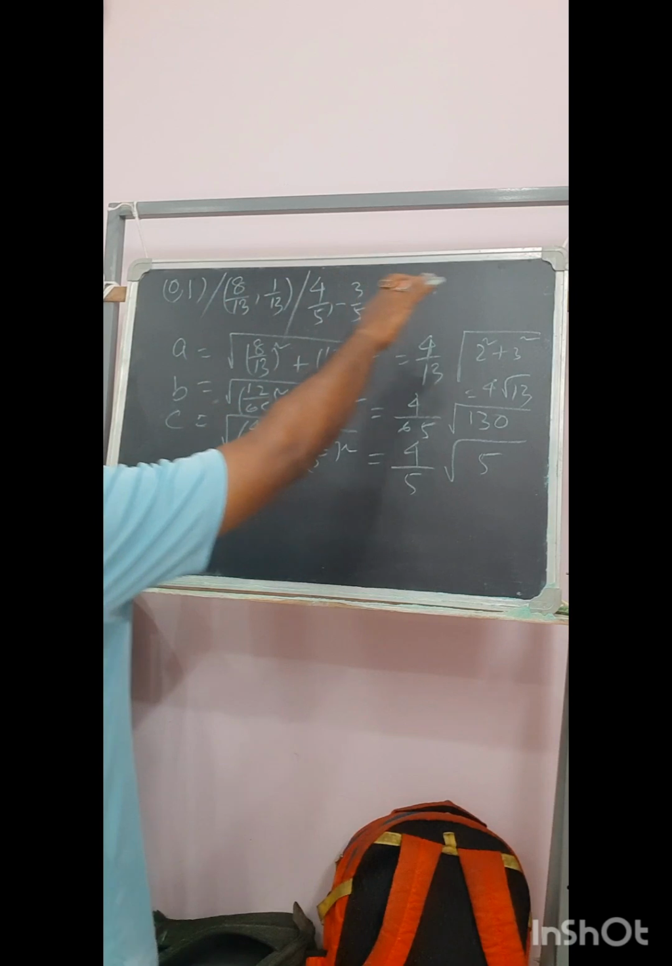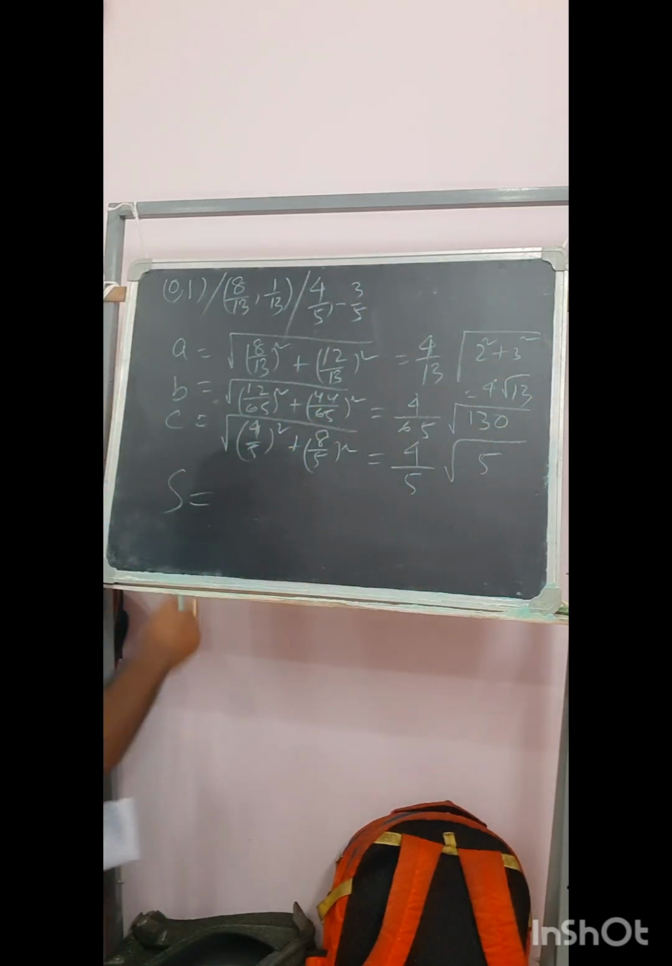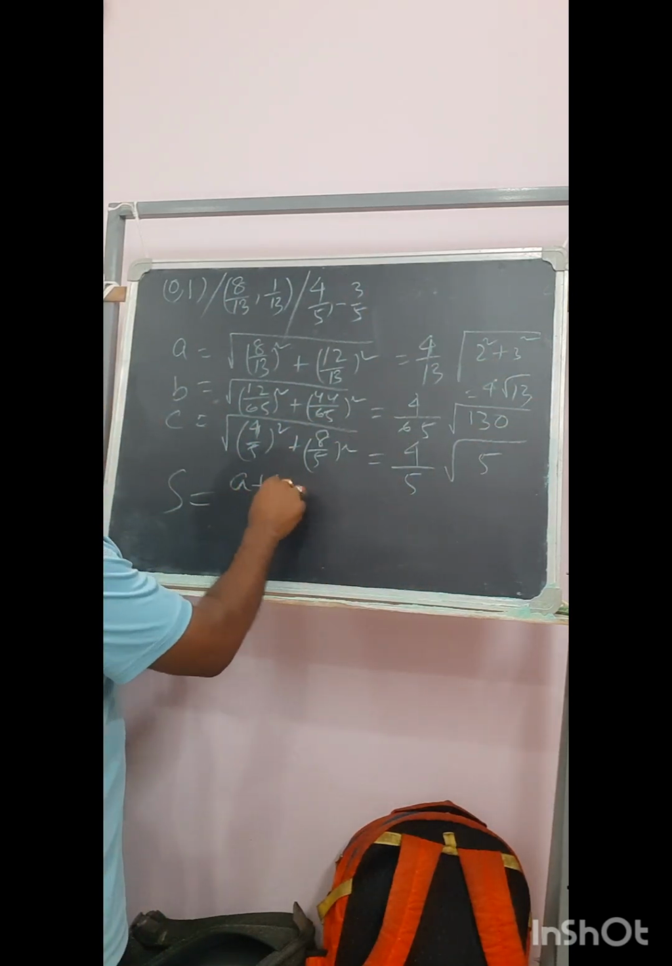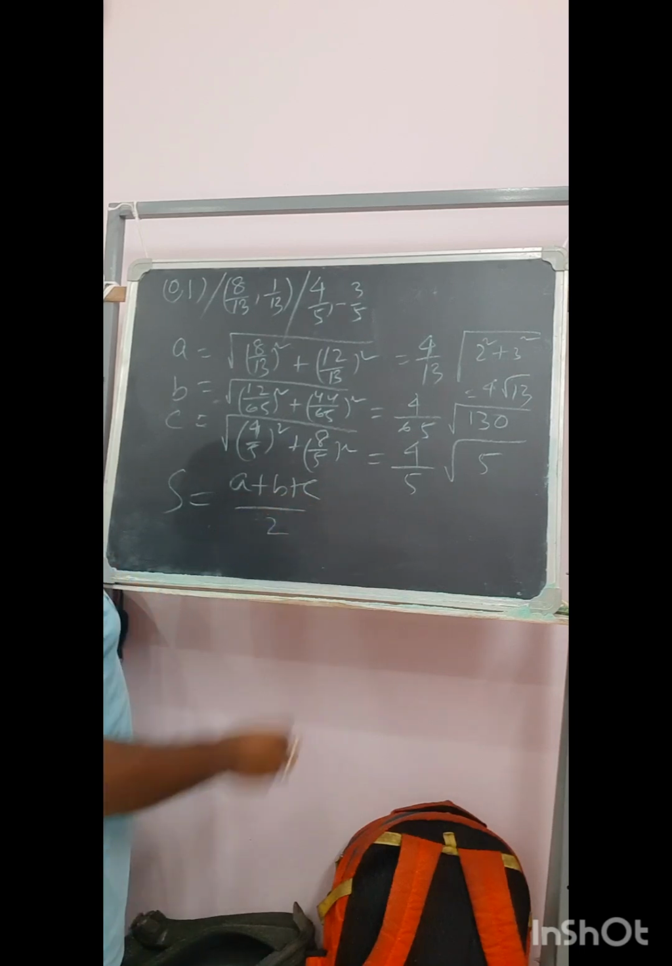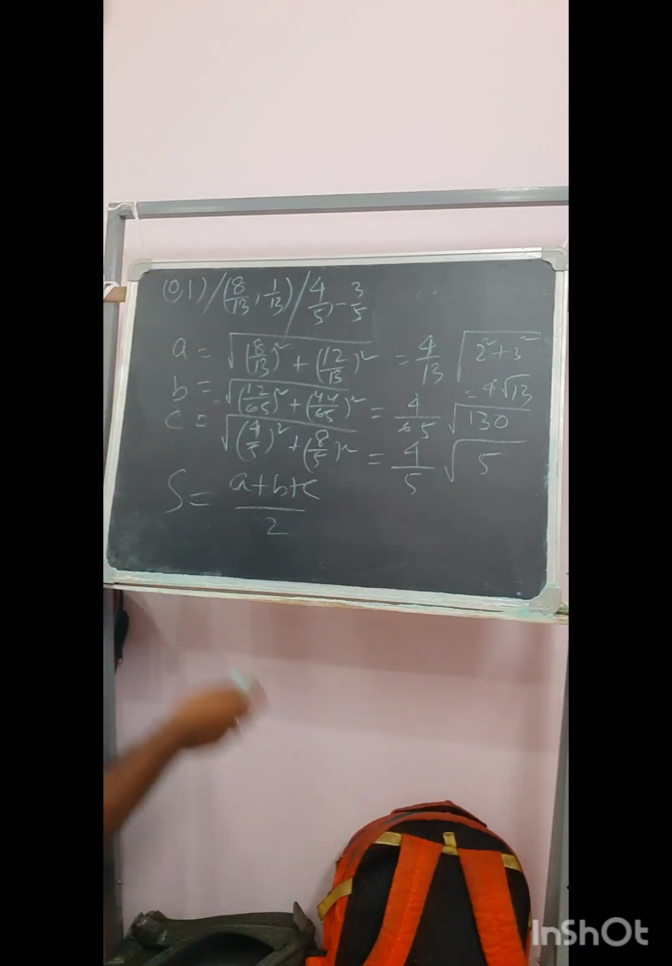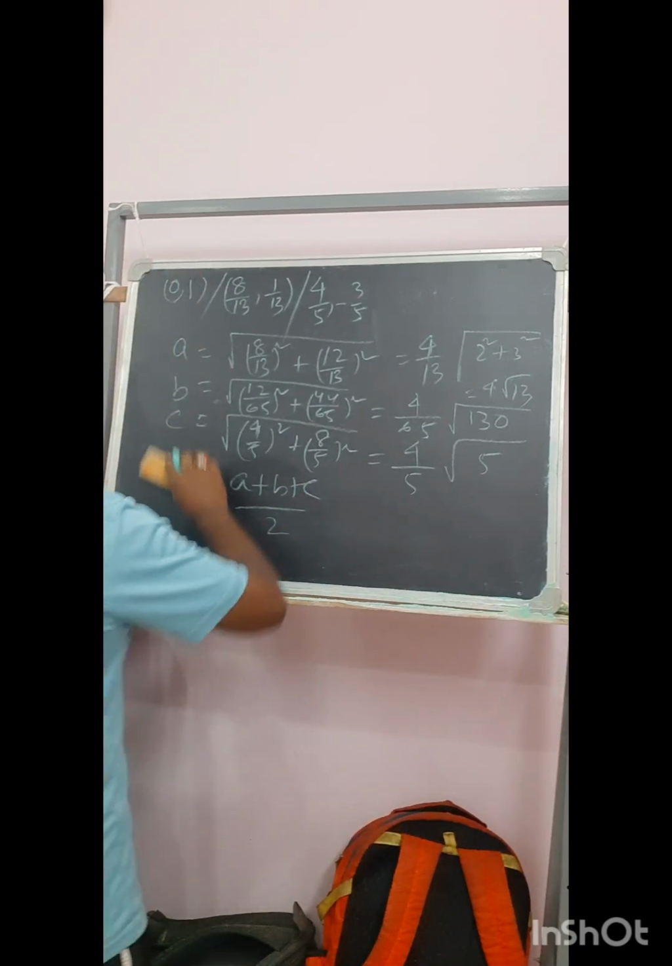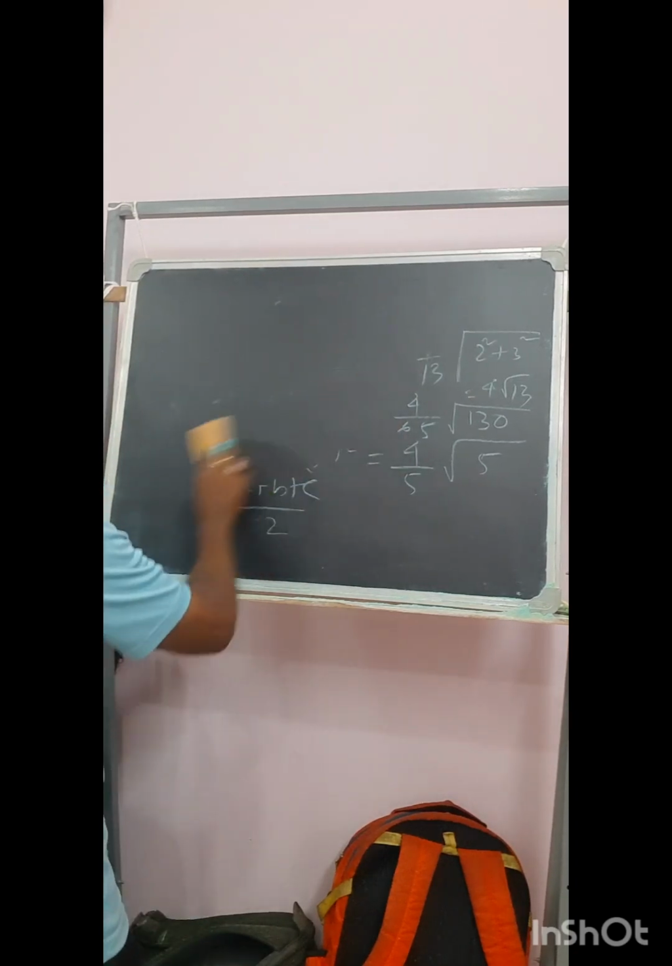So if you understand, this will be calculated like that. You have to find S by taking A plus B plus C by 2, and the rest of the things as per the formula. If you put them in, you will definitely get the exact value of the area.